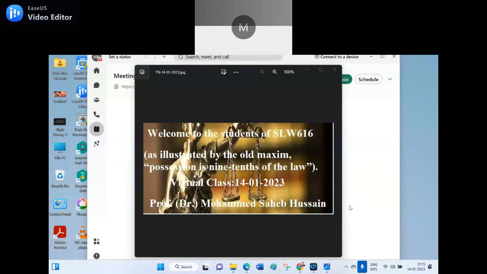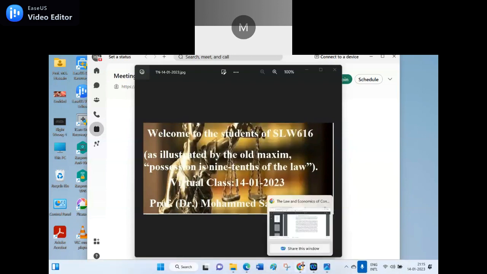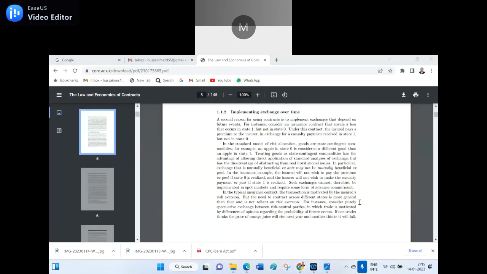As illustrated by the old magazine, possession is the 10th of the law, that is the virtual class of 14-01-2023, hosted by Professor Dr. Mohammed Saheb Hussain. If you happened to see my earlier class, in the earlier class we dealt up to this extent: in the standard model of risk allocation, goods are state contingent commodities. For example, an apple in state 0 is considered a different good than an apple in state 1. Treating goods as state contingent commodities has the advantage of allowing direct application of the standard analysis of exchange, but has the disadvantage of abstracting from the real institutional issues.